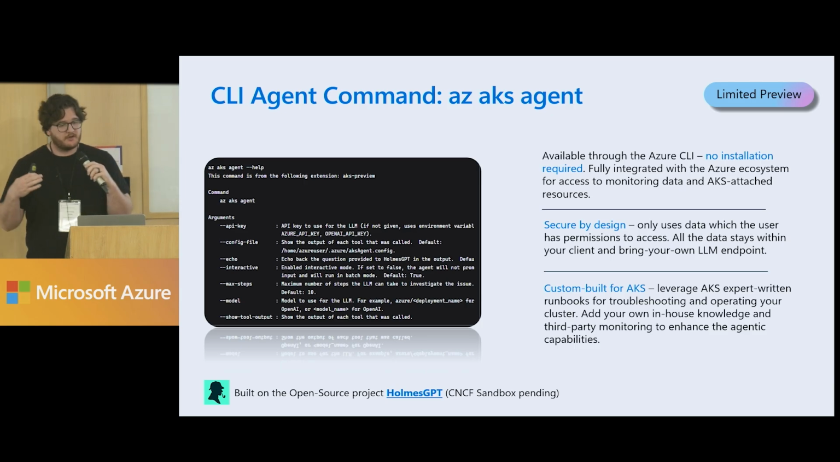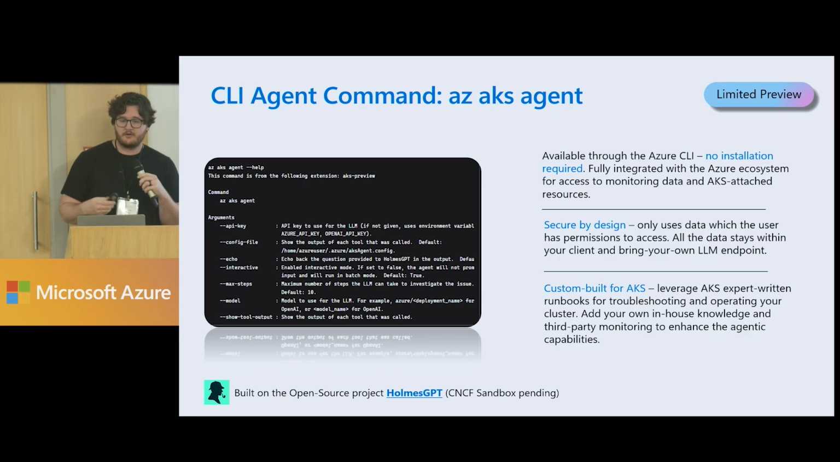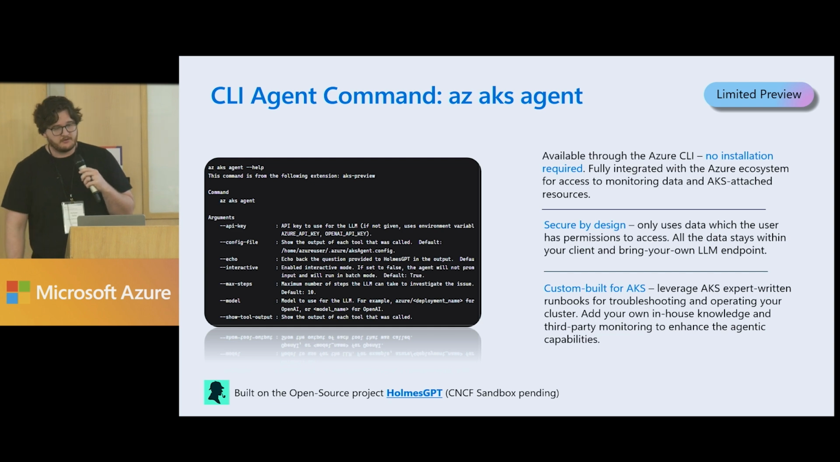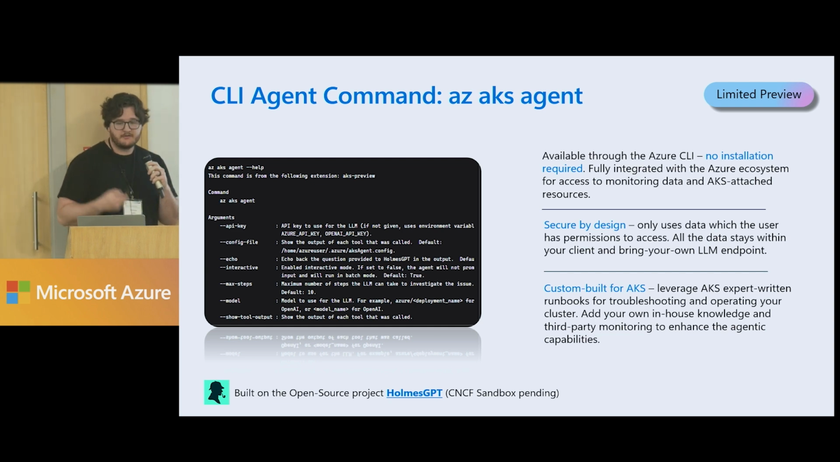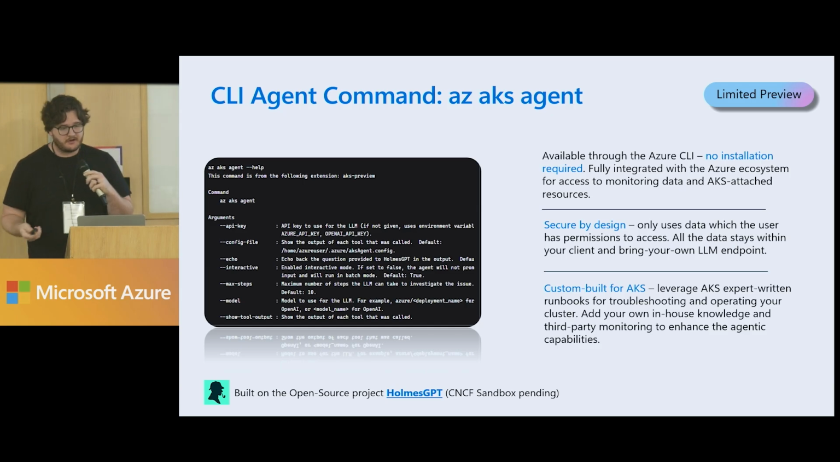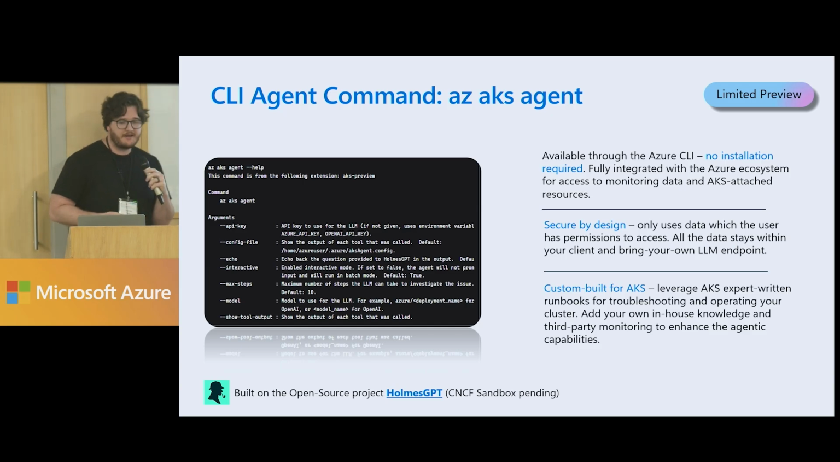The CLI also has more than just access to AKS. It can also read any attached resources to your AKS cluster, such as any underlying compute, storage, and networking. It's secure by design. All data stays within your client and your own LLM endpoint, and we do not store any data on the AKS side. The agent can only access data which your user credential can access.